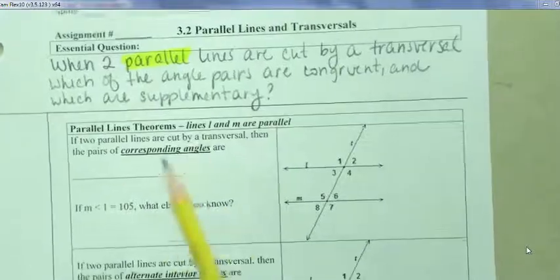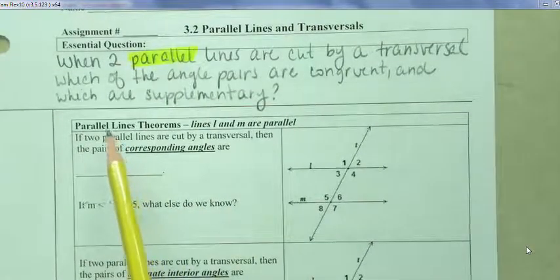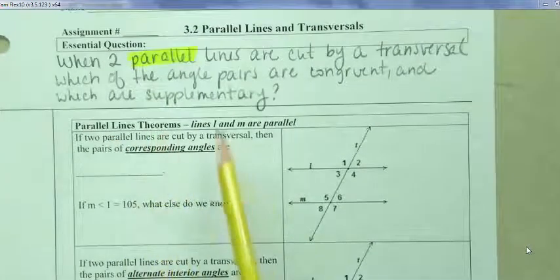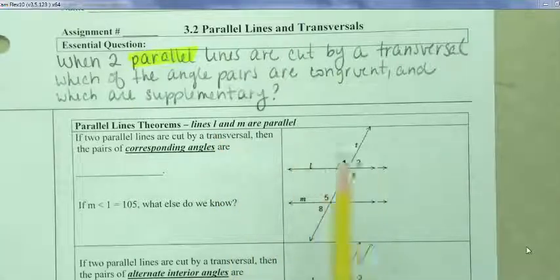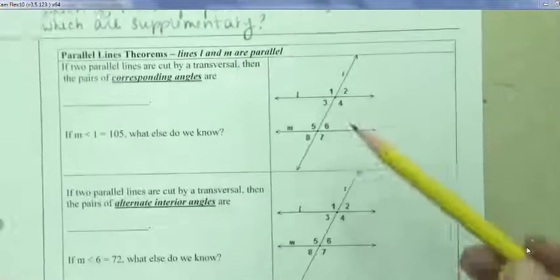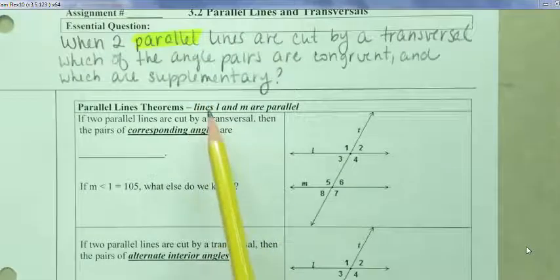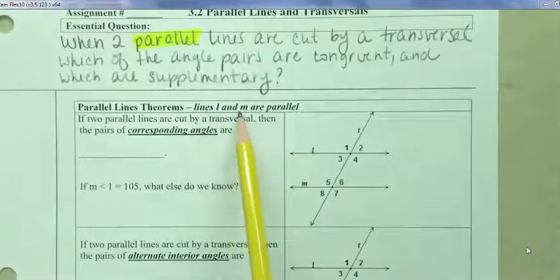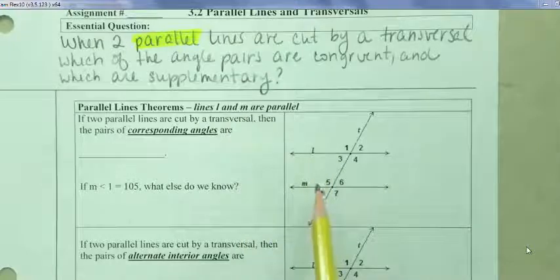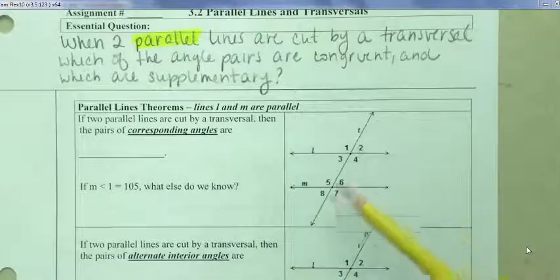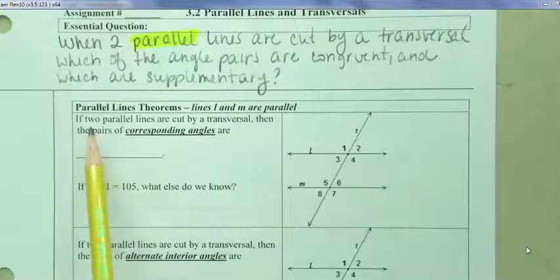Okay, so we're going to go through the parallel lines theorems. In order to do that, I've taken this diagram and we're just going to go through each and every single one and use the exact same diagram. And lines L and M in these diagrams are going to be parallel. T is our transversal.